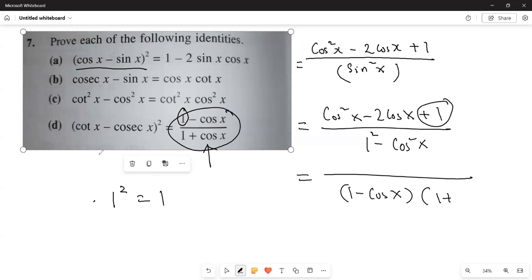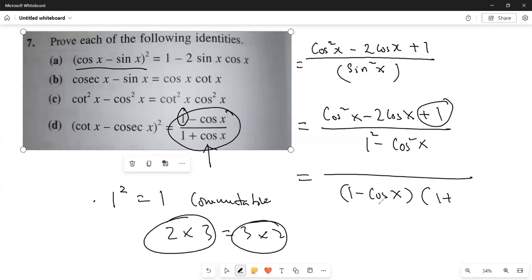Commutative, right? Commutative means 2 times 3 is the same as 3 times 2. That's called commutative, right? Can switch, right? For product is commutative. All right. So is it any closer? Yes. I will find some way to cancel 1 minus cosine, then I will get the denominator as 1 plus cosine, isn't it? Am I not getting closer? Right? Good. Let's see what I can do here.